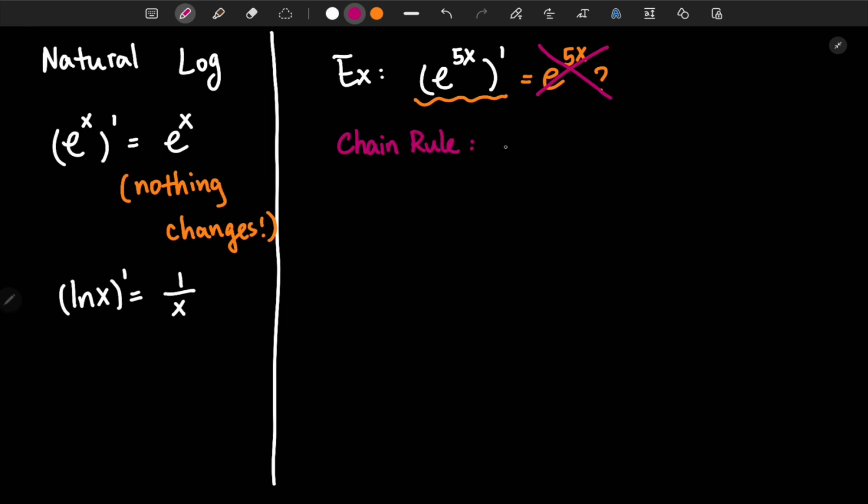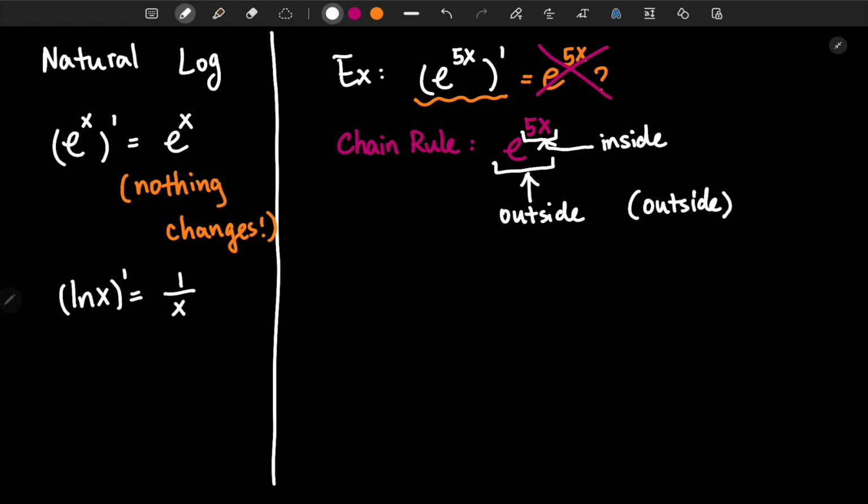You have an outside function, which is e to the 5x. And you also have an inside function. So let me write that. Your outside function is e to the 5x, but you also have an inside function, which is just 5x. The chain rule states that the derivative of the function is the derivative of the outside function times the derivative of the inside function.